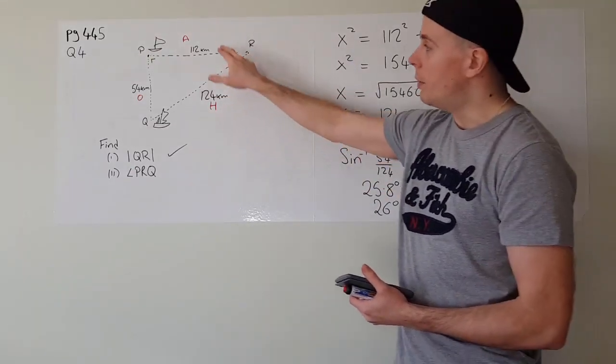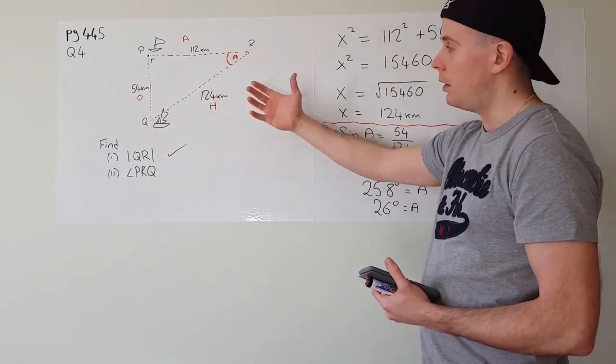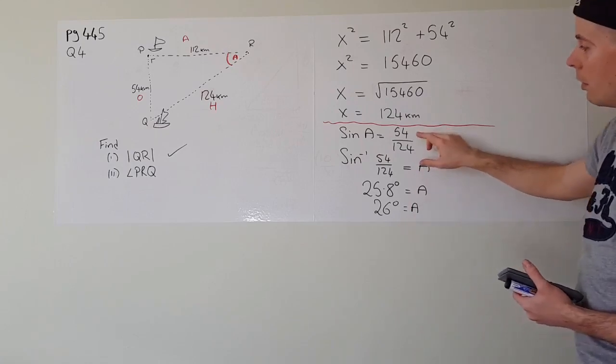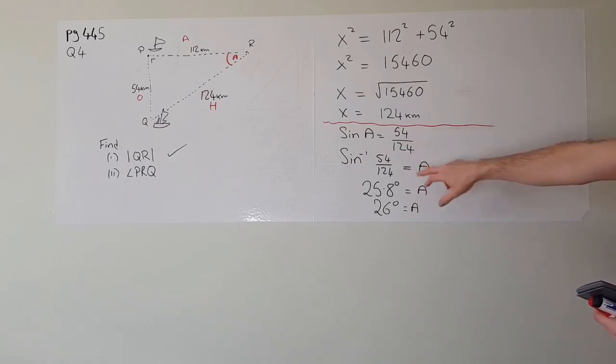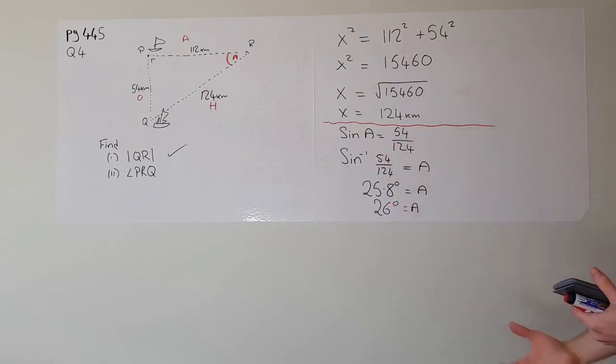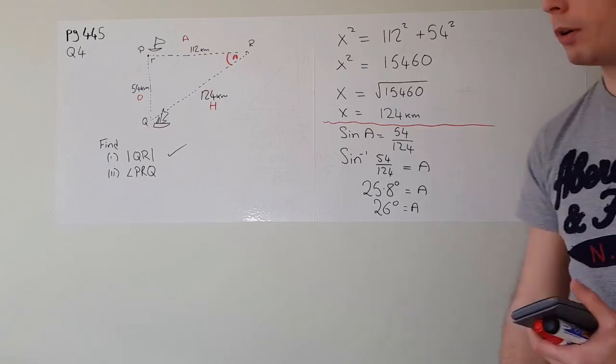So I labelled my other sides. Because I had all 3, I was free to use any of my ratios. I just used sine for the first one, so 54 over 124, inverse function then to find the value of A. Look at your notes, we have this 26 degrees to the closest whole number.